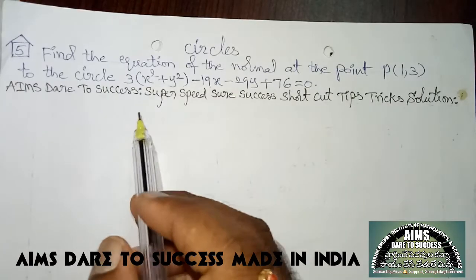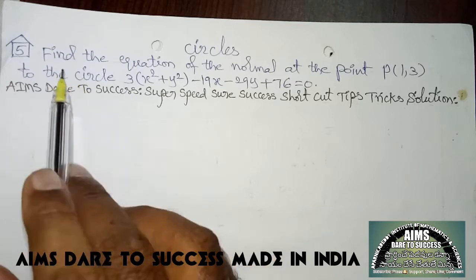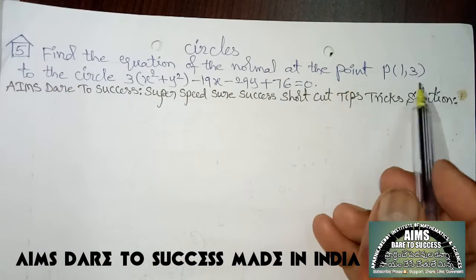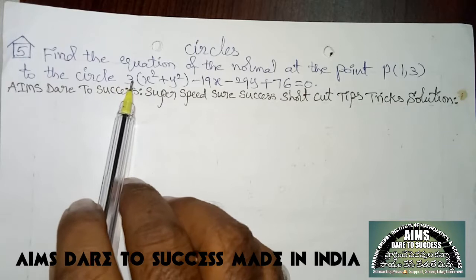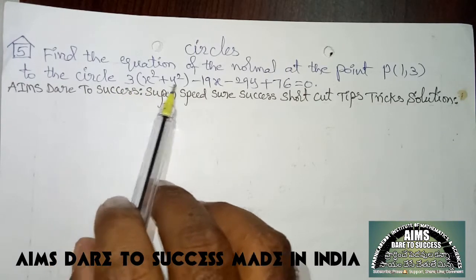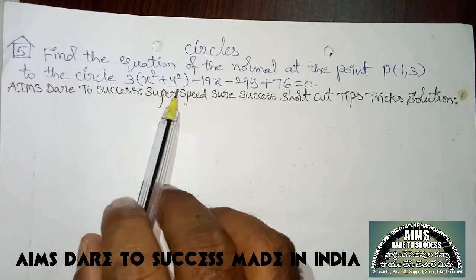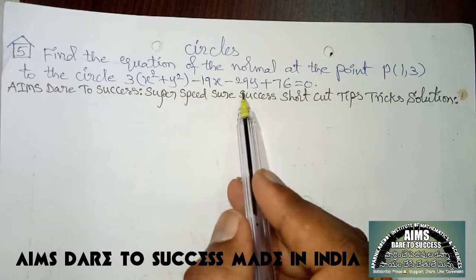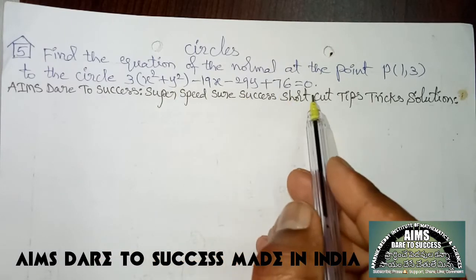Next, one more similar model question, my dear students and friends. Find the equation of the normal at the point P(1, 3) to the circle 3 times of x square plus y square, that is 3 into x square plus y square minus 19x minus 29y plus 76 is equal to 0.